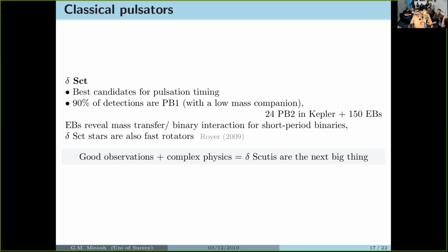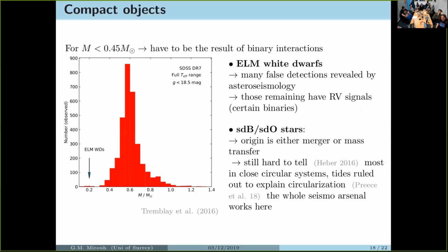Surprisingly, the short period binaries are usually slow rotators. But anyway, for delta Scuti stars, we have good observations. There's complex physics. Some people are finding new ways of analyzing them, and I'm proud of being part of that. So I'm telling you, delta Scutis are the next big thing. I may be wrong, but I hope they are.